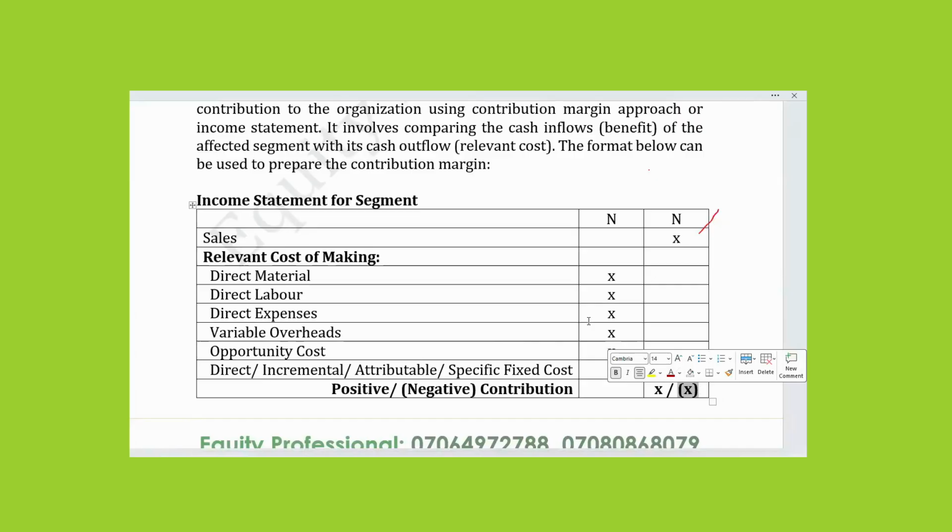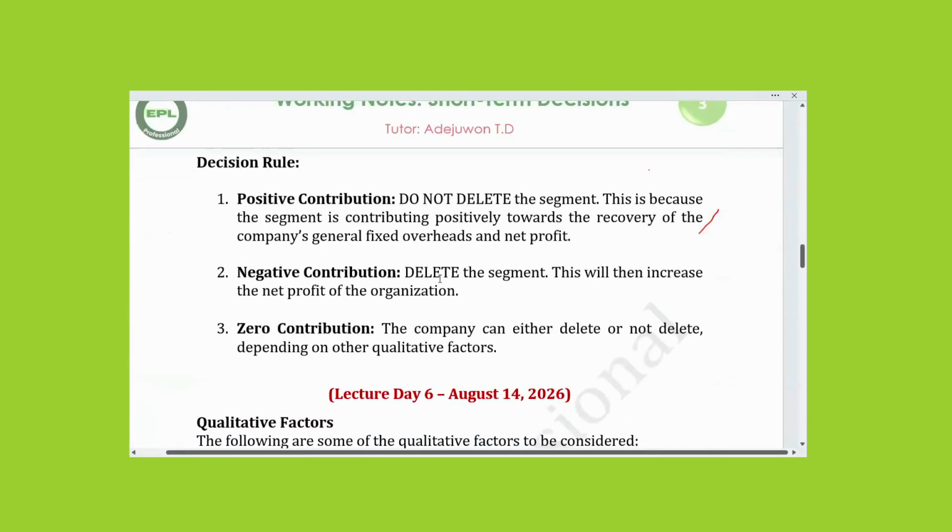Okay. And we also said under zero contribution, what are you supposed to do? The company can either delete or not delete the segment depending on other qualitative factors. So this is where we stopped in our last class.